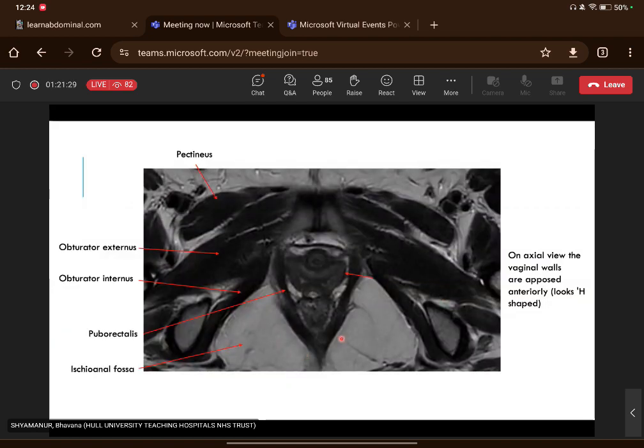On an axial plane, this probably ties in a little to the question we were answering at the beginning of the session. The vaginal walls are opposed anteriorly, so flattened, and it does tend to have a characteristic H-shaped appearance when you look at it on the axial planes. And don't forget your muscular anatomy as well.